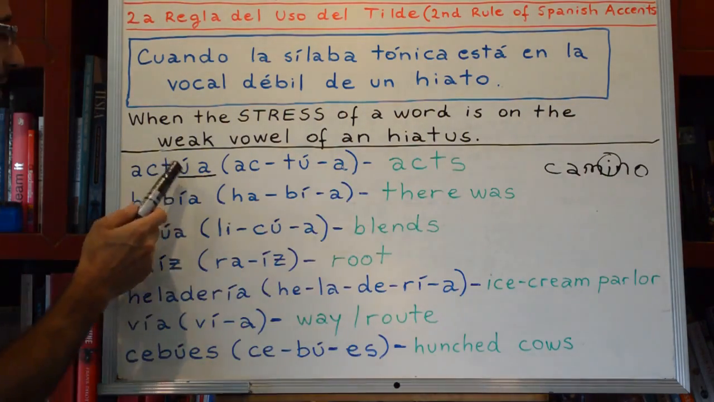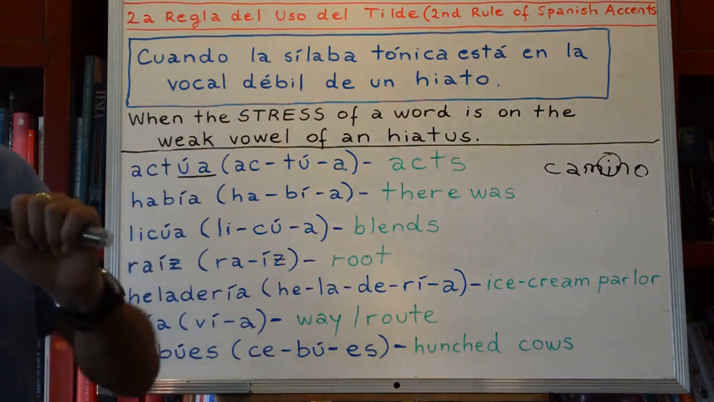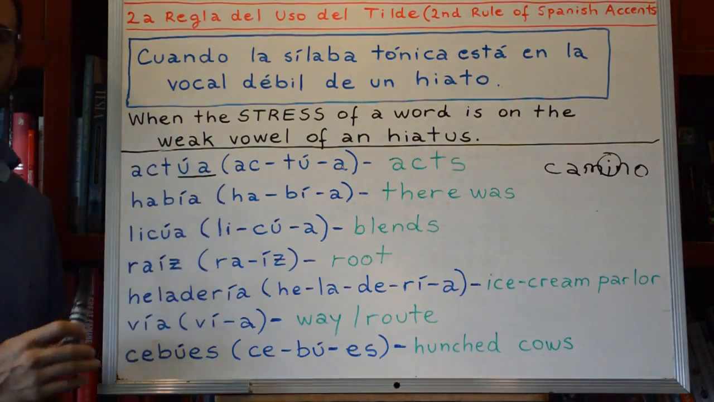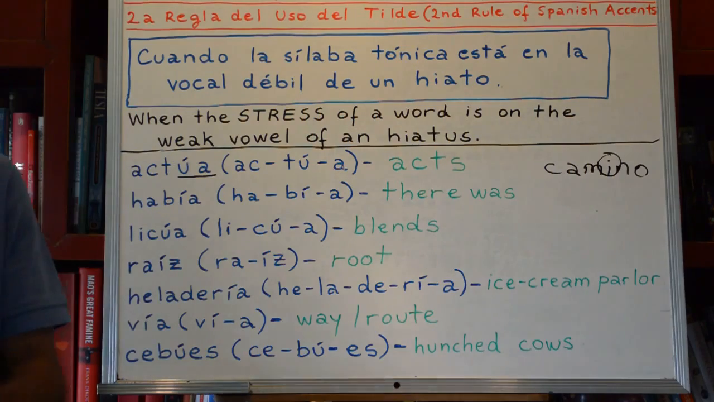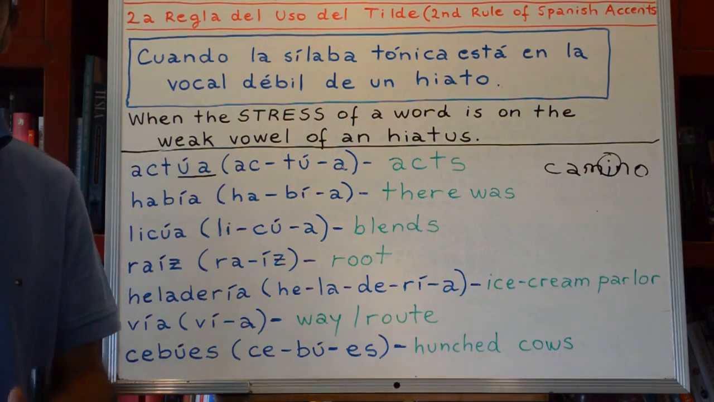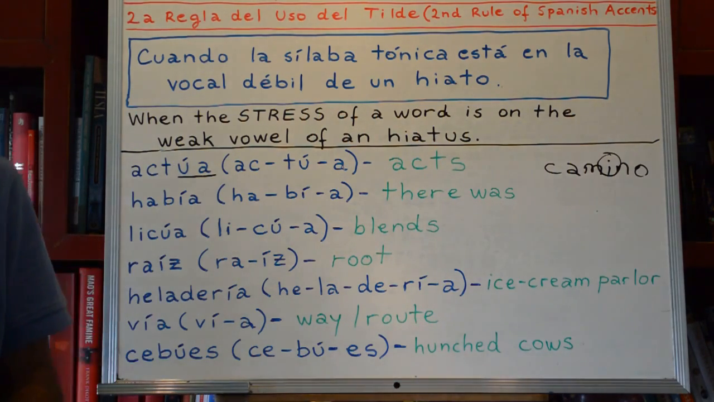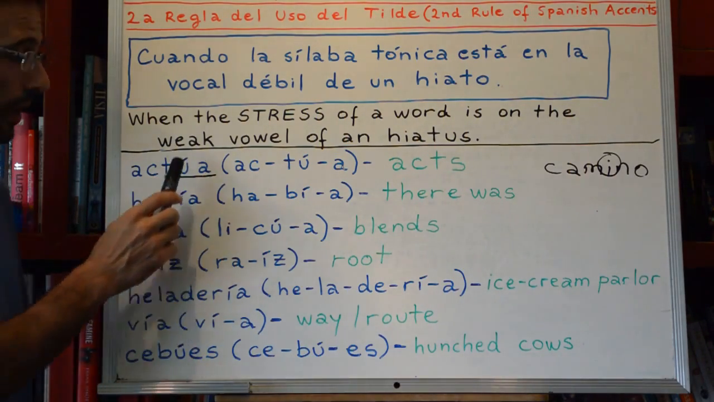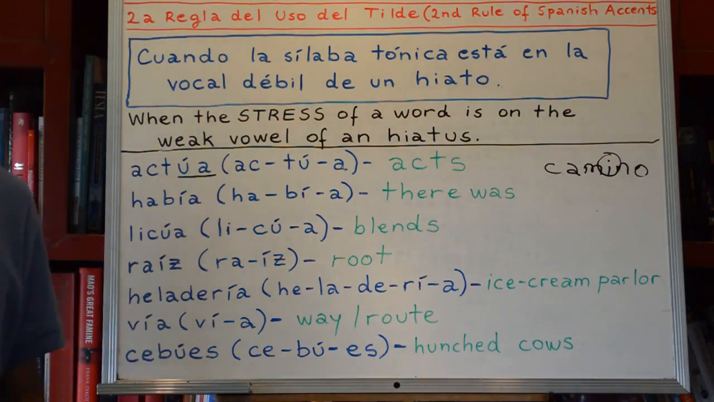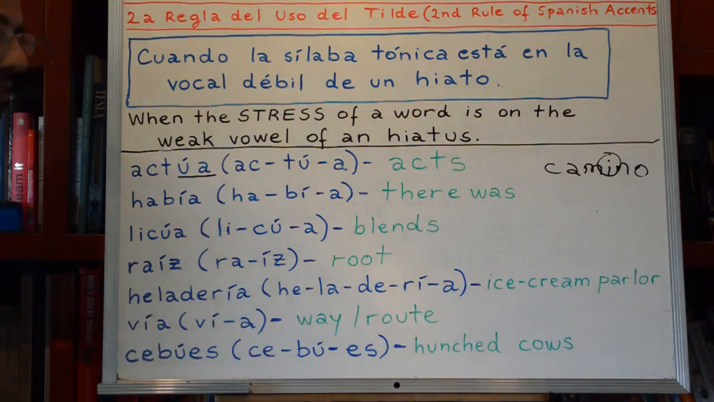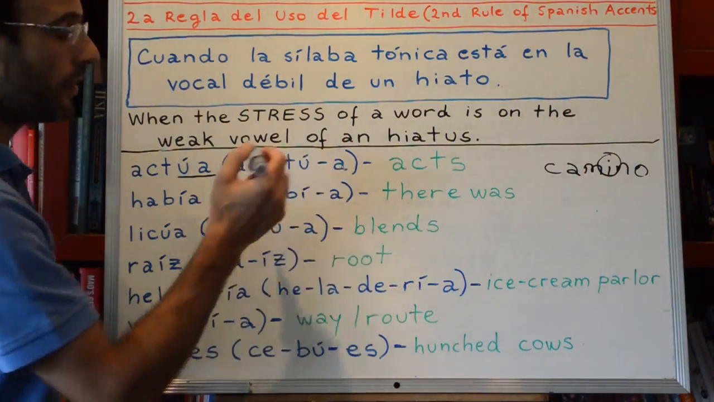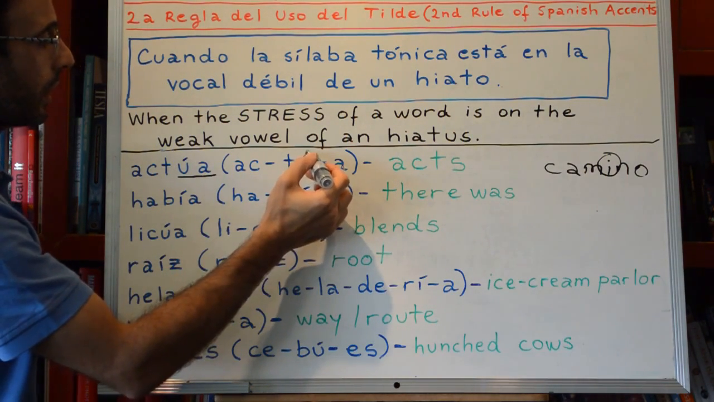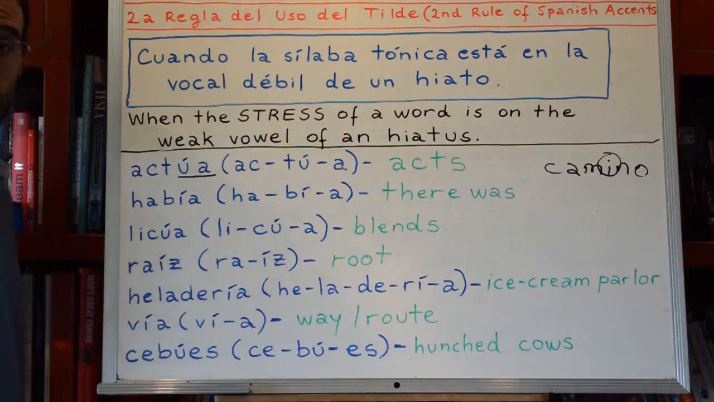Where is the accent of the word? The accent is where the stress is. So let's read aloud this word. Actúa. Actúa. Where is the stress? The stress is in U. Actúa. Okay? So, U is part of the hiatus, right? And U is a weak vowel. Therefore, U carries a tilde. You can see I wrote a tilde on top of the U.